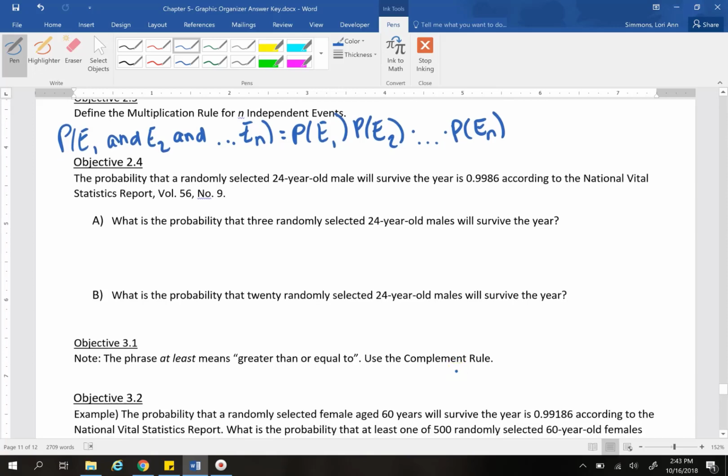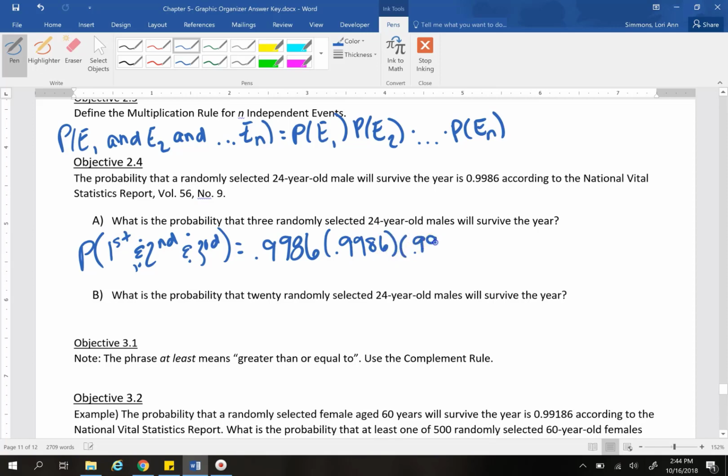The probability that a randomly selected 24-year-old male will survive the year is 0.9986. A, what is the probability that 3 randomly selected 24-year-old males will survive this year? So we want the probability that the first survives, and the second survives, and the third. Since these are all independent, we can take the probabilities of each and multiply. So the probability that the first survives is 0.9986, same for the second, and same for the third.